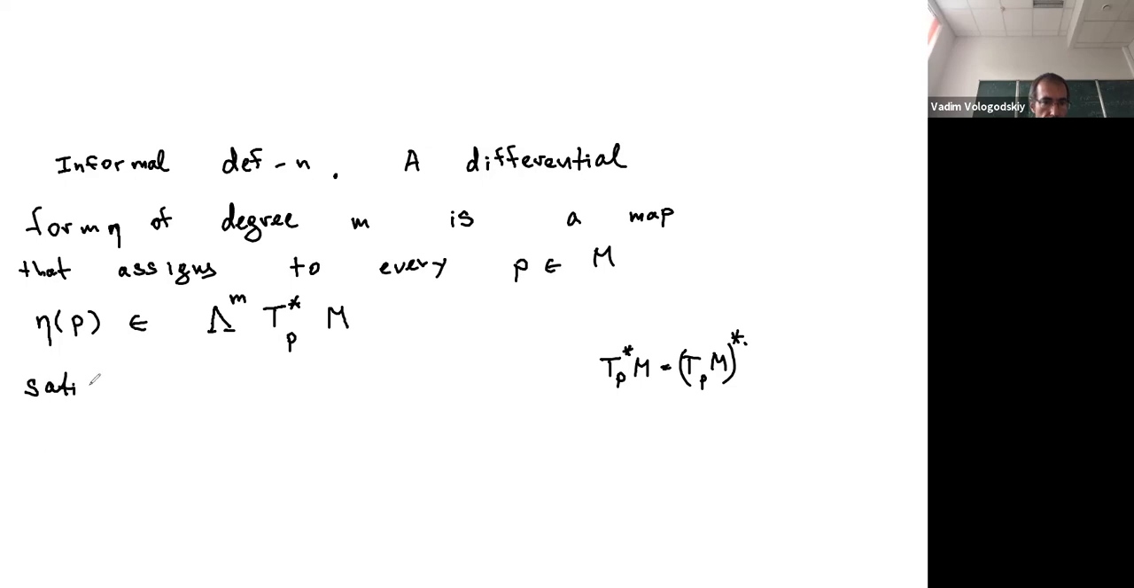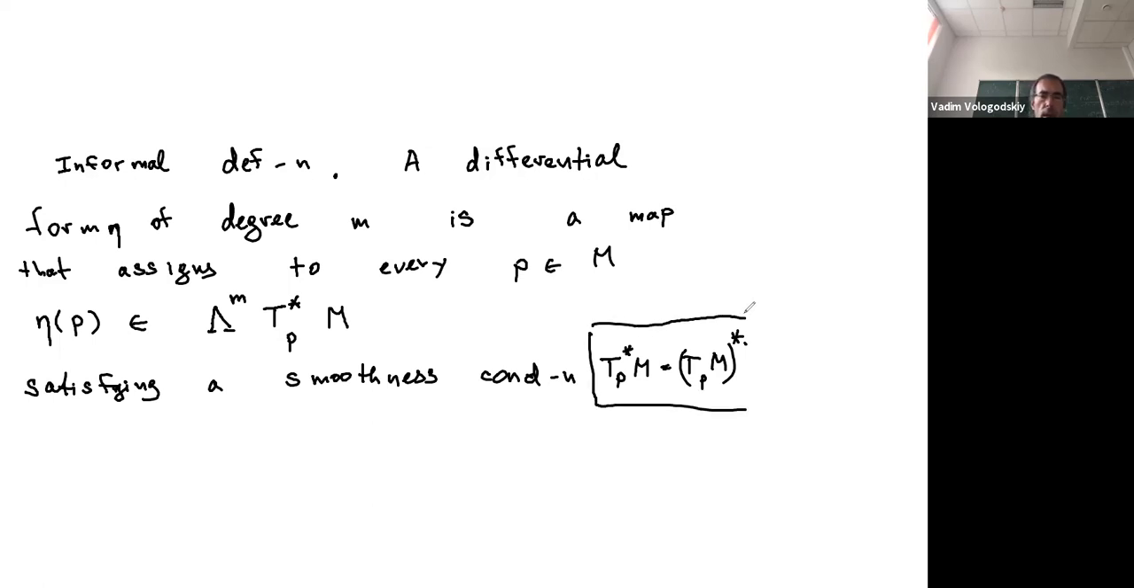Satisfying a smoothness condition. I say that this is an informal definition because I have to specify what I mean by smoothness condition. And in order to do this, first I want to give you an example of a form, right?